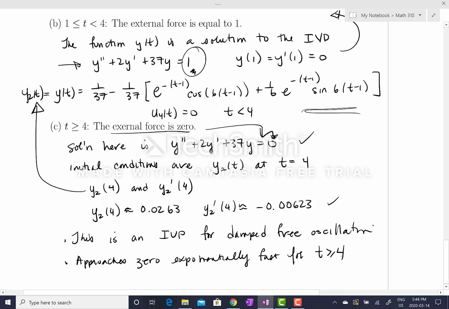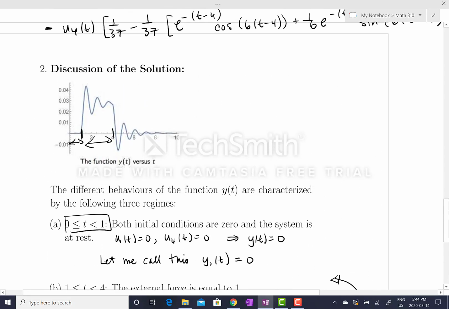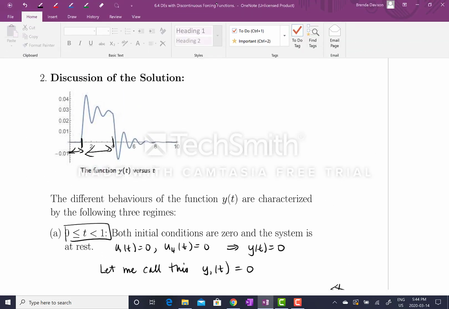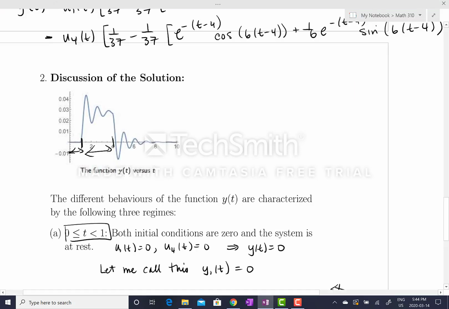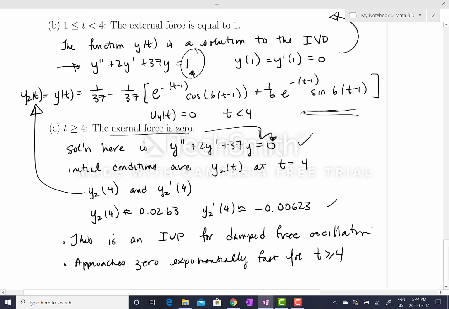We can see that in the graph that we drew of the complete function when we had the solution using the Laplace transform. In the area where t is bigger than 4, right here, we see that the solution is oscillating, but it is approaching 0 exponentially fast. All right, that concludes section 6.4, differential equations with discontinuous forcing functions. Thank you.